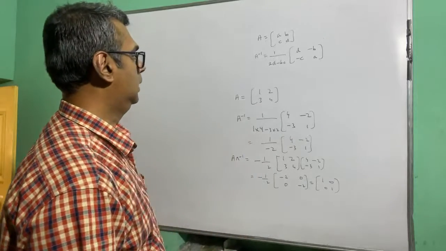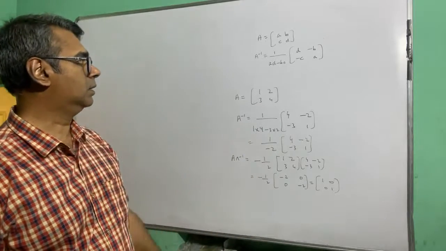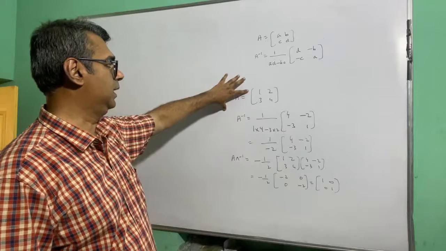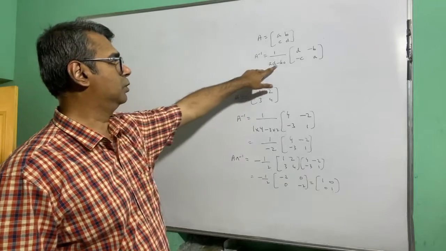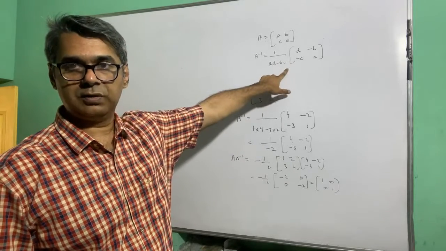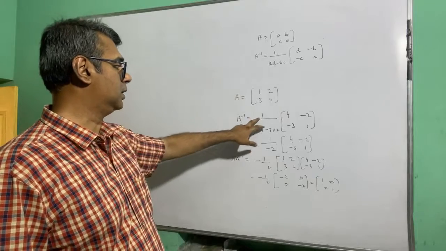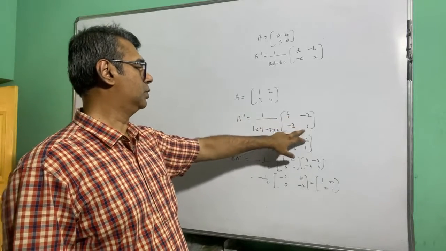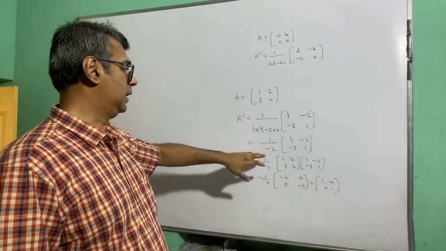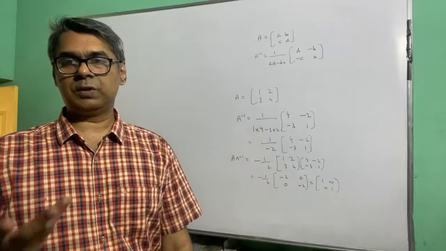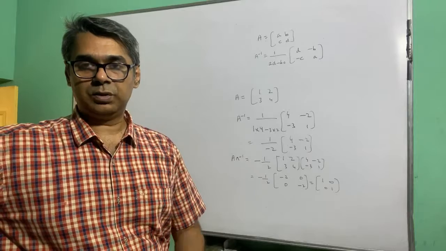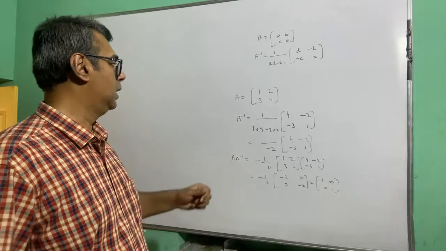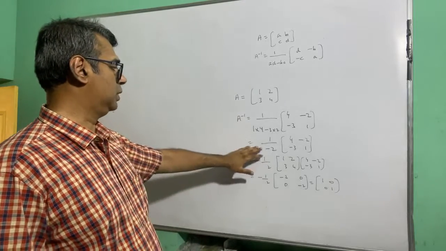Now suppose A is 1 2 3 4. So if I use this formula, then A inverse is 1 by 1 into 4 minus 3 into 2, into 4, minus 2, minus 3, 1. So that is coming to this. Now what is so special about A inverse? What is so significant about A inverse? So you know this is A, this is A inverse.